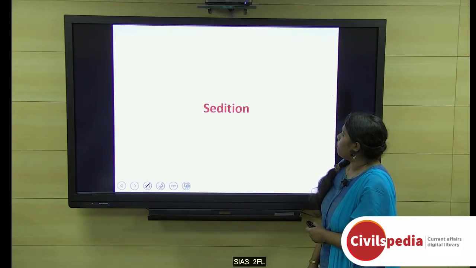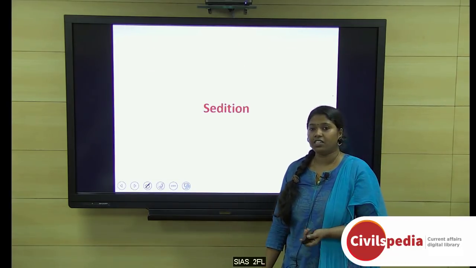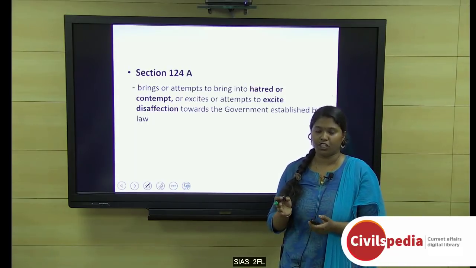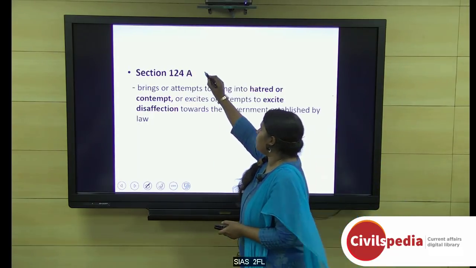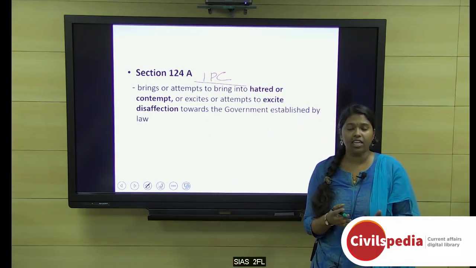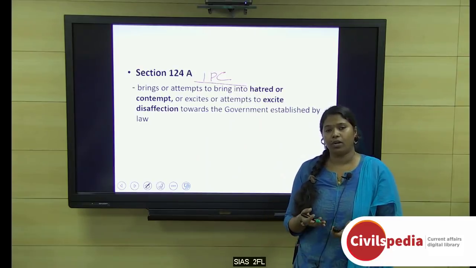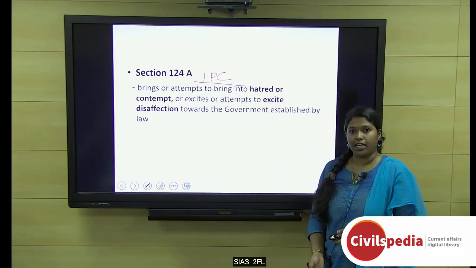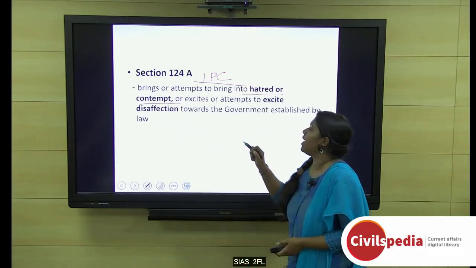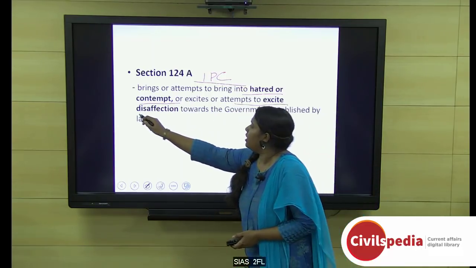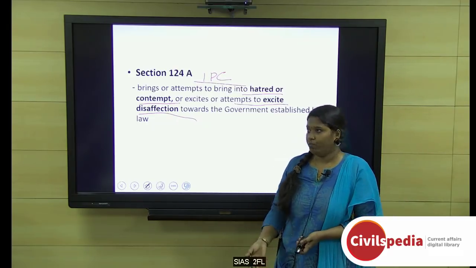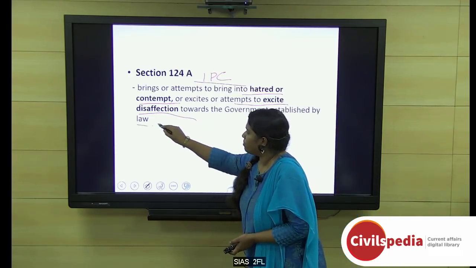Moving on to our next topic, it is sedition. Sedition in India. Sedition in India has been defined by section 124A of IPC, the Indian Penal Code, and it defines that any form of speech, writing or action which brings or attempts to bring hatred or contempt, or excites or attempts to excite disaffection towards the government established by law. So this is called sedition.